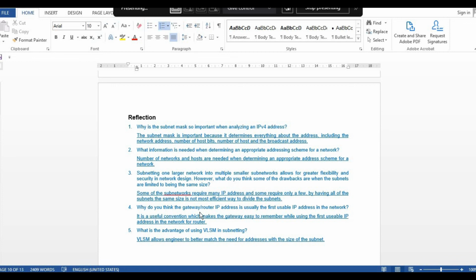Number 4, why do you think the gateway or router IP address is usually the first usable IP address in the network? It is a useful convention which makes the gateway easy to remember, while using the first usable IP address in the network for the router. For 5, finally, what is the advantage of using VLSM in subnetting? VLSM allows engineers to better match the need for addresses with the size of the subnet. That's all from us. Thank you.